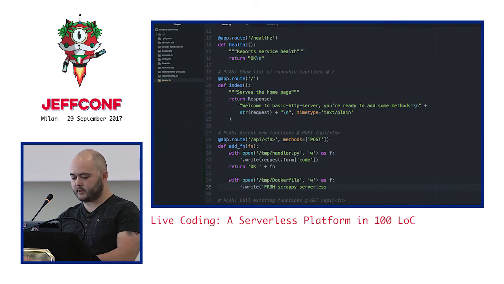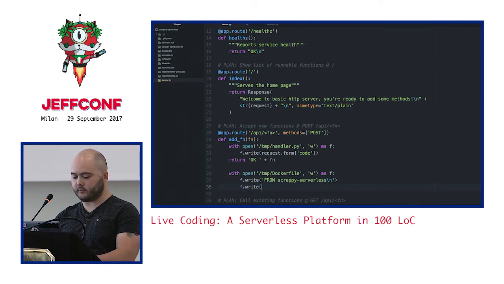Scrappy Serverless is the Docker image that I'm using just for this project in general. So in this case, we're going to be building the client image based on the server's image, which means that it will have all the dependencies we need for the project.